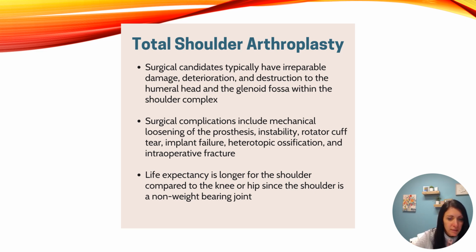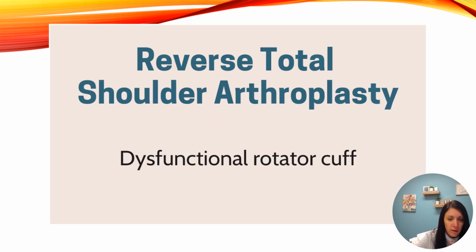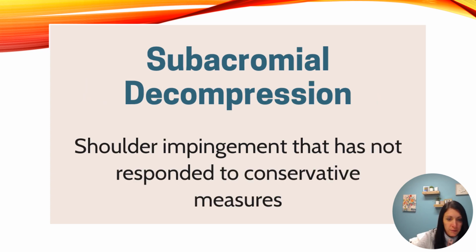Life expectancy is longer for the shoulder compared to the knee or hip since the shoulder is a non-weight bearing joint. So yeah, one of the common things too is loosening of the prosthesis or instability. I've seen people that had subluxations or even dislocations before, so it's important to be aware of. Reverse total shoulder arthroplasty is for a dysfunctional rotator cuff.